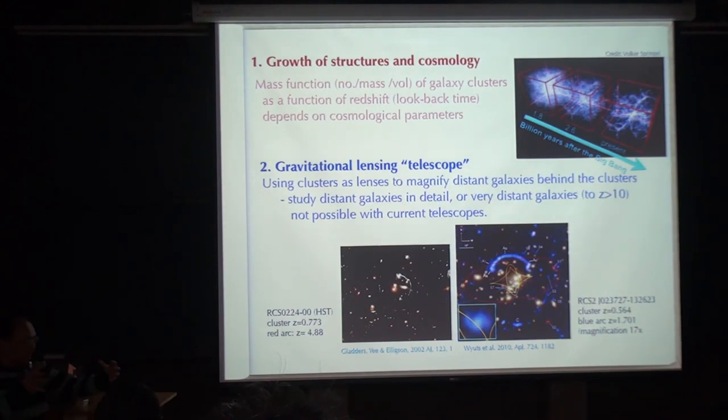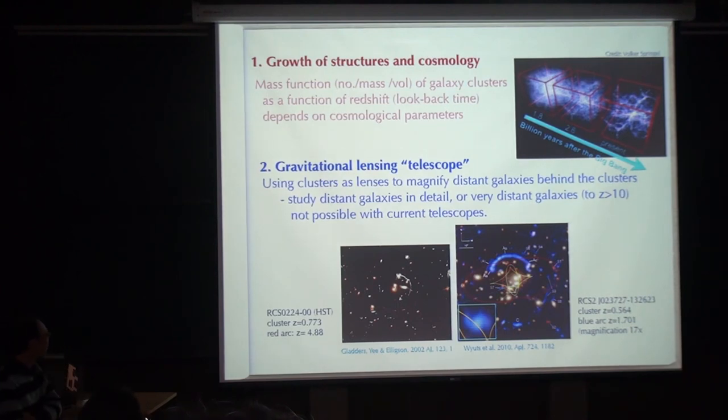So when you have a huge gravitational field, and you have light passing behind it to you, the gravitational field will deflect the light, very much like a lens would deflect the light. So under the right geometry, you can actually magnify objects that are behind this gravitational lens. Galaxy clusters are obviously the best lens there is.